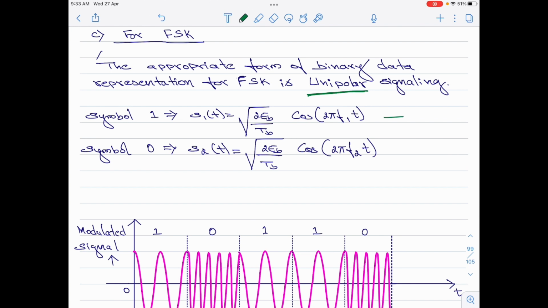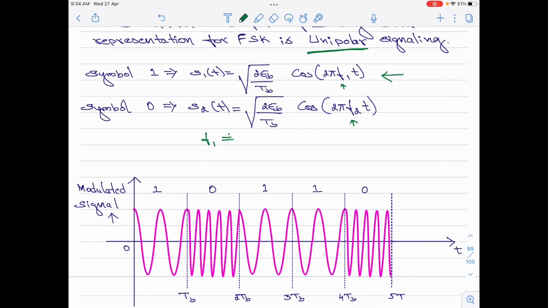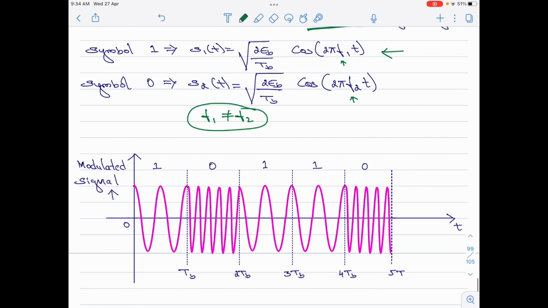For example, as you can see here, for bit 1 or symbol 1, we have S1 of t given by square root of 2 EB by TB cos 2 pi F1 t. Please note F1 here indicates frequency 1. And for symbol 0, S2 of t is given by square root of 2 EB by TB cos 2 pi F2 t. So, here F1 and F2 are not equal to one another. That is the most important thing. Right. So, for this particular case, I have assumed F2 is greater than F1. That is, symbol 0 is represented by a carrier of higher frequency than symbol 1.